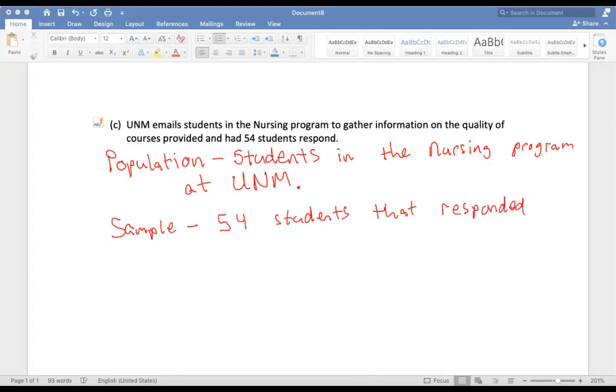Okay, so I hope I was able to make that clear. The population, we didn't want all students at UNM. We didn't want faculty or, I don't know, the accounting department that works at UNM. All we wanted was students. We wanted to collect data on students in the nursing program at University of New Mexico. The sample would just be the 54 students that actually responded. So not everybody that was asked, but the respondents.